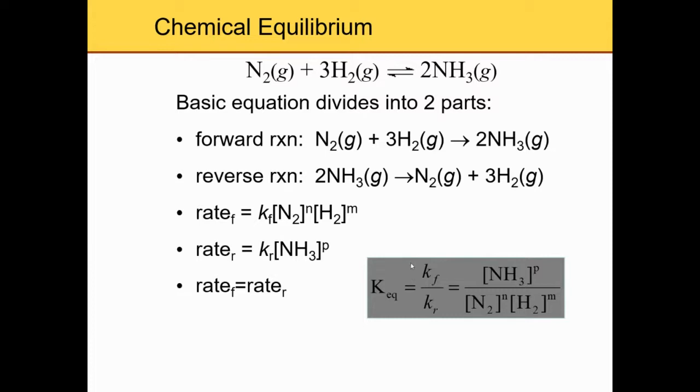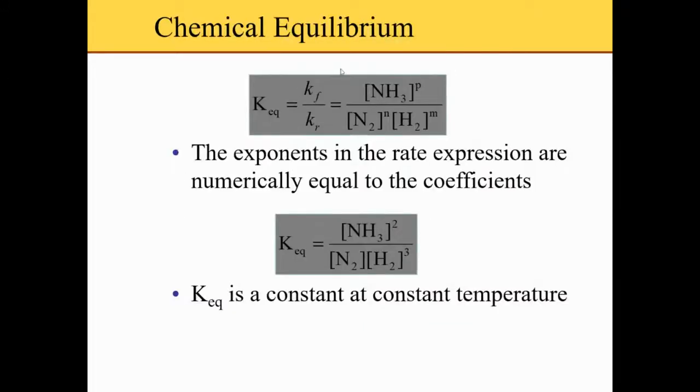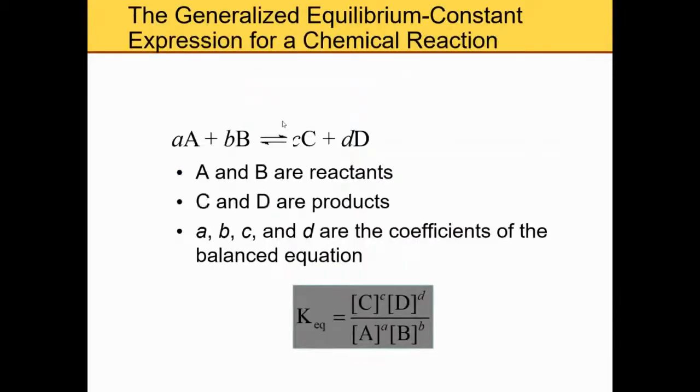I see. So basically, we're cross multiplying it to equal. Yes, that's very good. So that's how we get this K equilibrium equal to Kf over Kr, and equal to [NH3] to the power P over [N2] to the power N multiplied by [H2] to the power M. So that'll be the Keq, which is constant at a constant temperature.